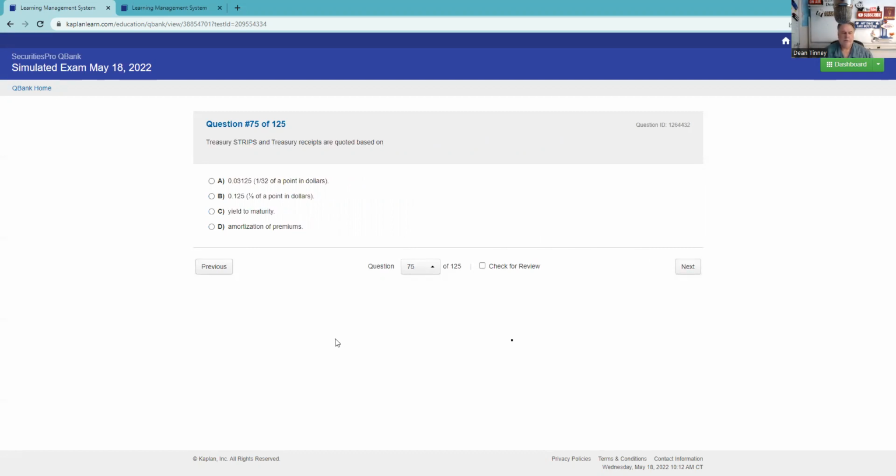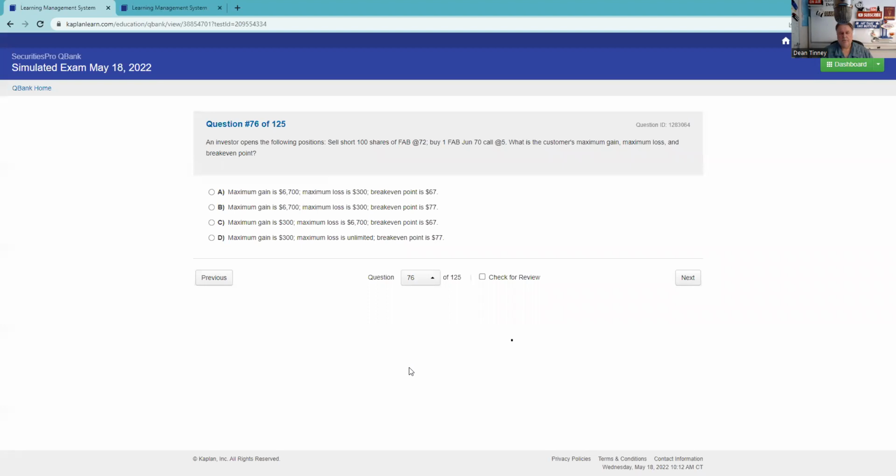Treasury strips are quoted based on 1/32 of a point in dollars, not 1/8. You should know it's not 1/8 because remember, 1/8 is for corporates and munis on a yield to maturity basis or on an amortization of the premiums. So they're asking, how do you decide what you're paying for a treasury strip? Remember, that's the government version of a zero coupon bond. And so you're going to quote these on a yield to maturity basis, C.